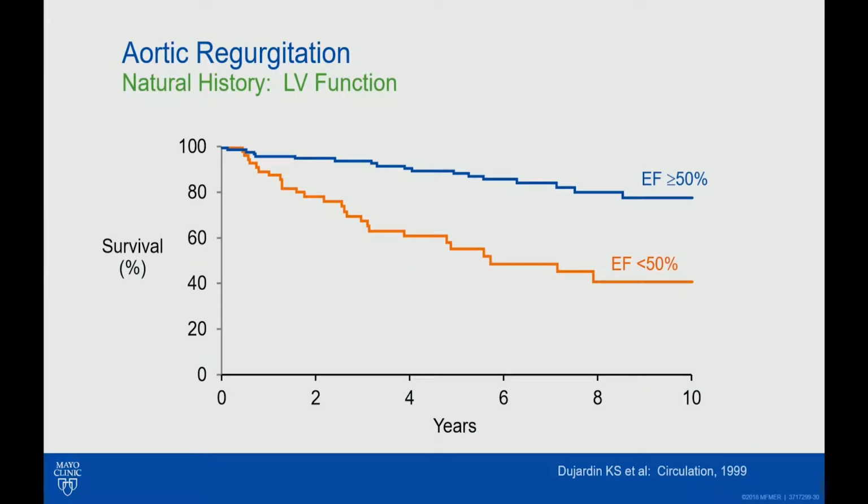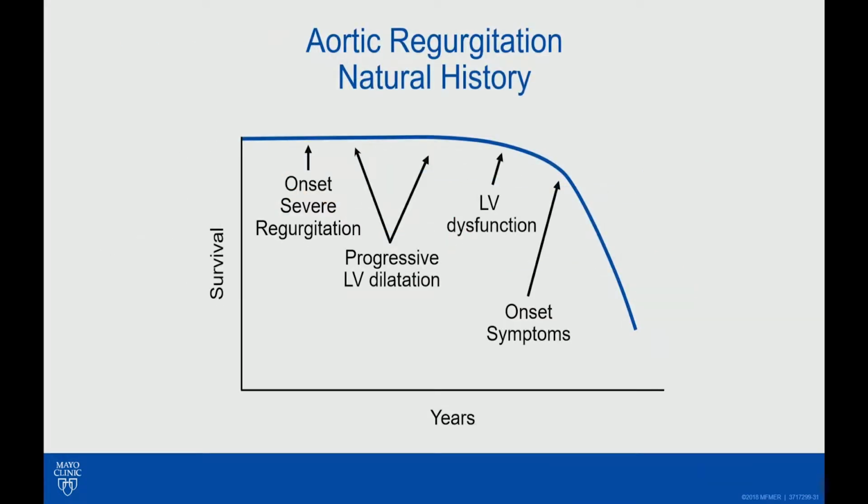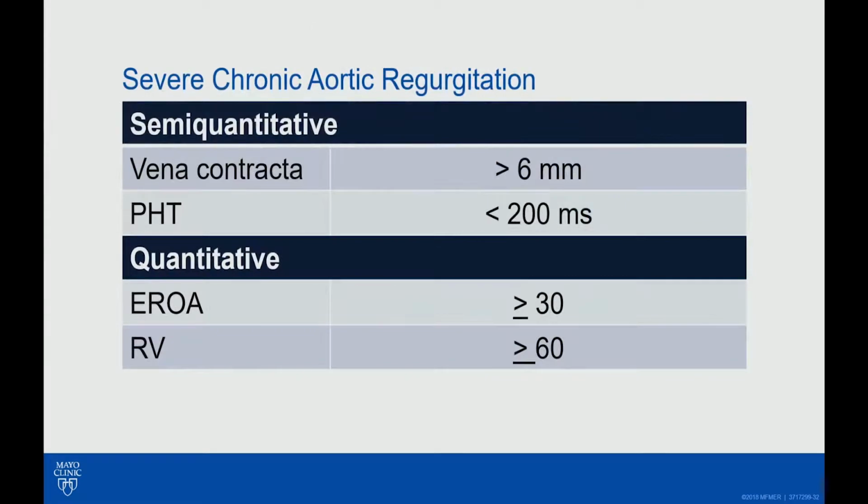EF makes a difference in aortic regurgitation. If the EF is less than 50%, patients do worse than if it's higher than 50%. So that's going to be our cutoff value for considering LV dysfunction in aortic valve regurgitation. So again, in this same scheme of regurgitation lesions, LV dysfunction has occurred when the EF drops to 50%. Severe is defined by these parameters: 6 millimeter vena contracta, pressure half-time of less than 200, regurgitant area of 60, regurgitant volume of 30 and 60.